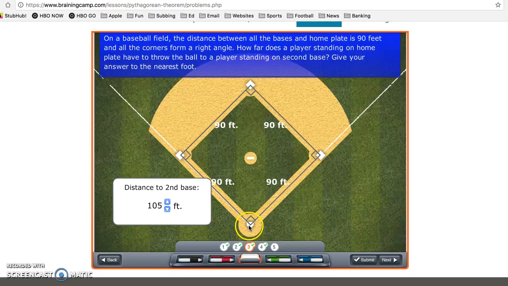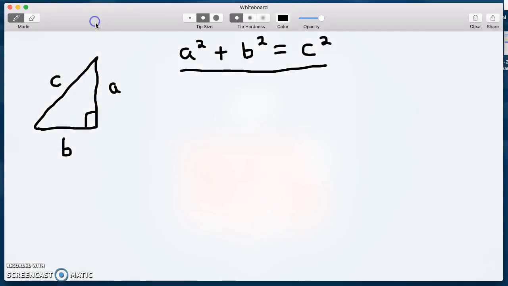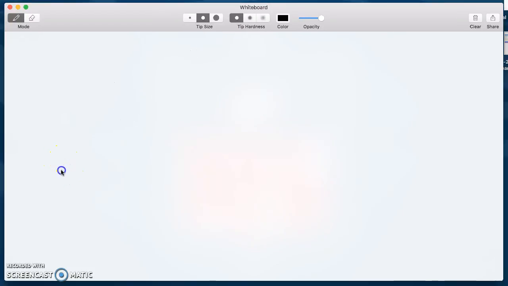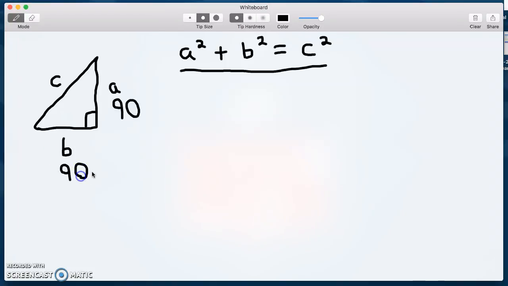Okay, so notice from home plate to first base is 90 feet. From first base to second base is also 90 feet. And then we're trying to figure out what is the distance from here all the way to here. And if you notice, there's kind of like a right triangle formed. If you're having difficulty, let's go back to our work area. Okay, so we're going to replace A with 90. We're going to replace B with 90. So let's substitute that into the equation.